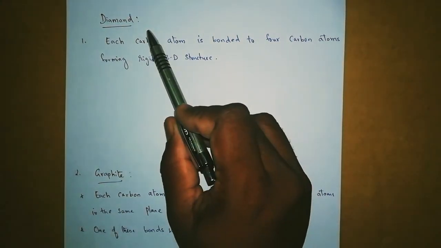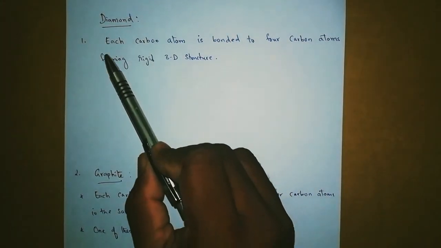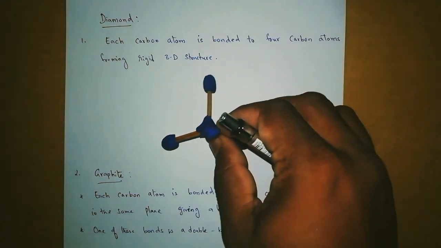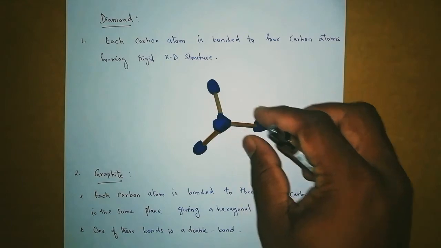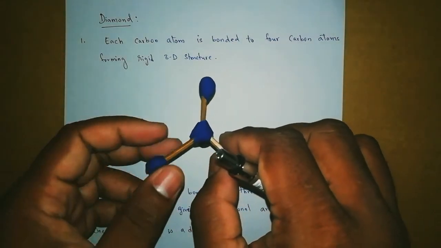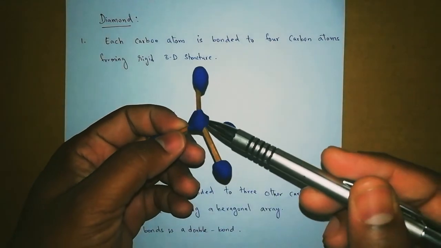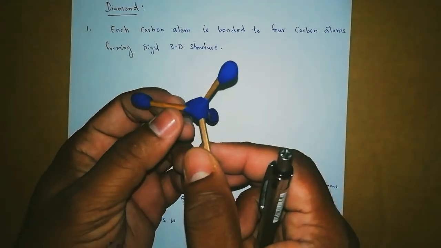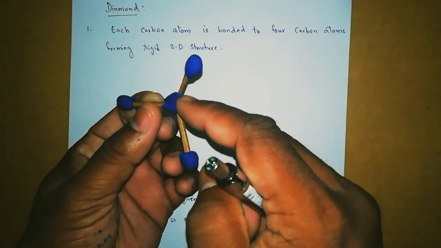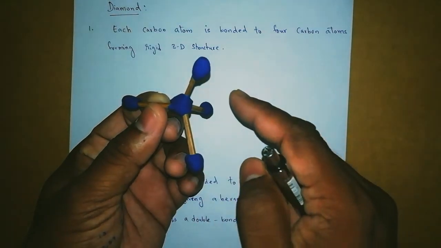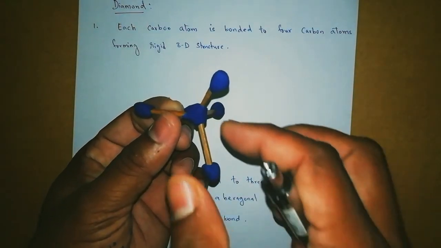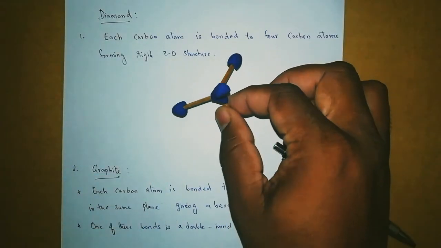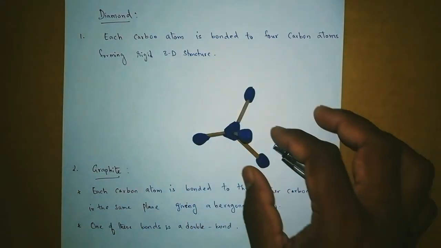How does the diamond structure look? I made a small model here so that you can see it. All these blue colors indicate carbon. This carbon is combined with four different carbons, 1, 2, 3, 4, and they form a 3D structure. Are you able to see this three-dimensional structure?